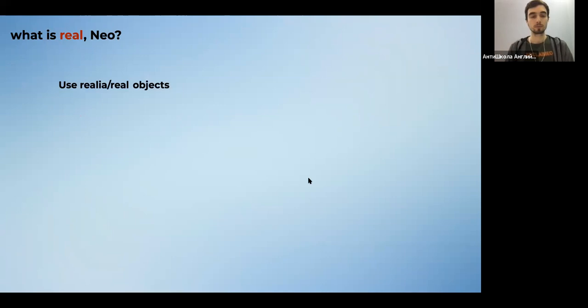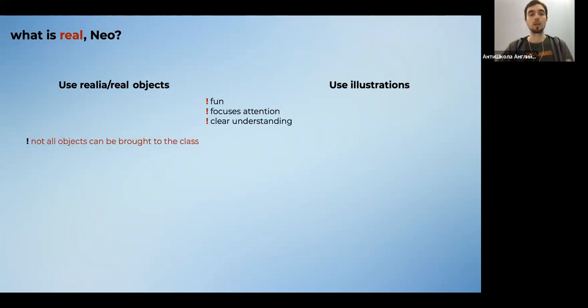Yeah, use realia. Real objects. Pretty cool, right? And you can also use illustrations, as we already mentioned, in Zoom, of course. Fun, focuses attention, clear for understanding. Again, some cons: not all objects can be brought to the class, right? So you can look around and see what you have. You cannot bring a tank in a class. Well, you can draw it, but you cannot bring it. And not everything can be drawn, I guess. Something is really abstract, right? You cannot draw them. Probably if you try to, you will only lose your time.